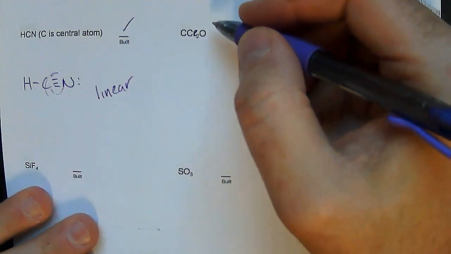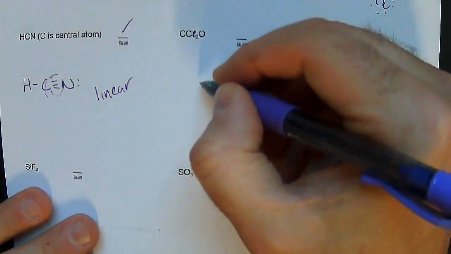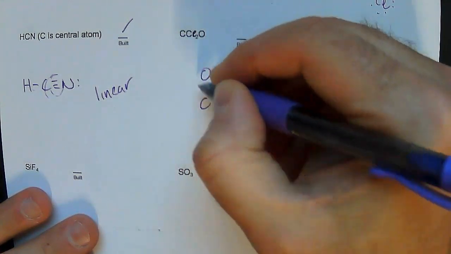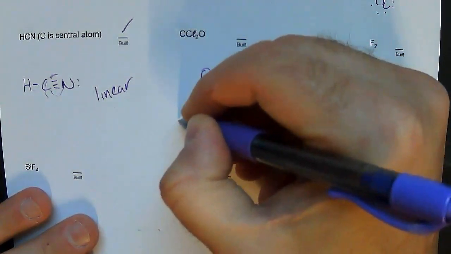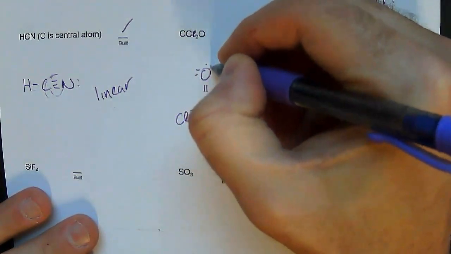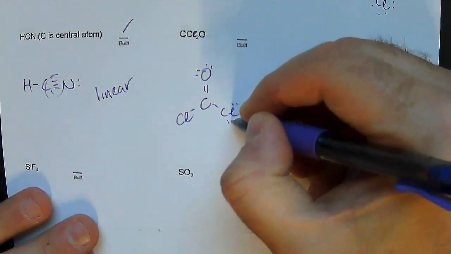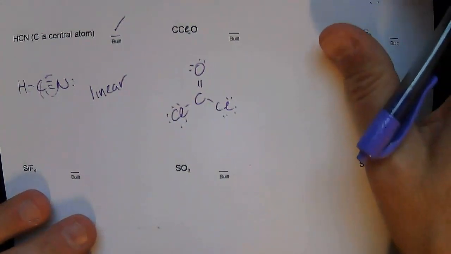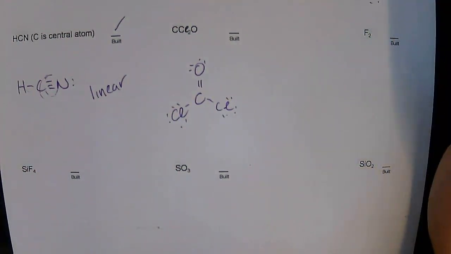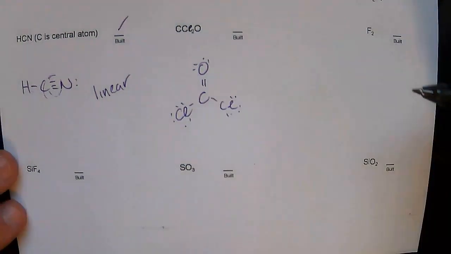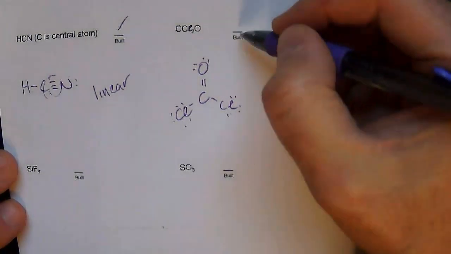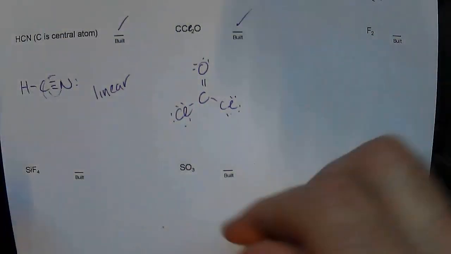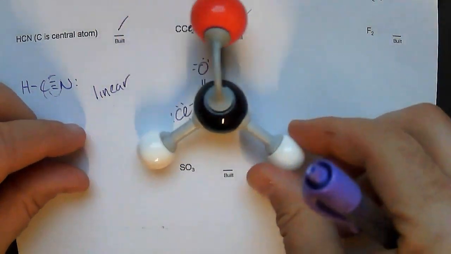Now we have CCl2O, COCl2. And the reason why I can draw these Lewis structures pretty quickly is because I've been doing it for so long. I don't expect you out there to be able to do this so quickly. You have to use the steps, those 5 steps. And then I built this thing, and this is what it looks like.